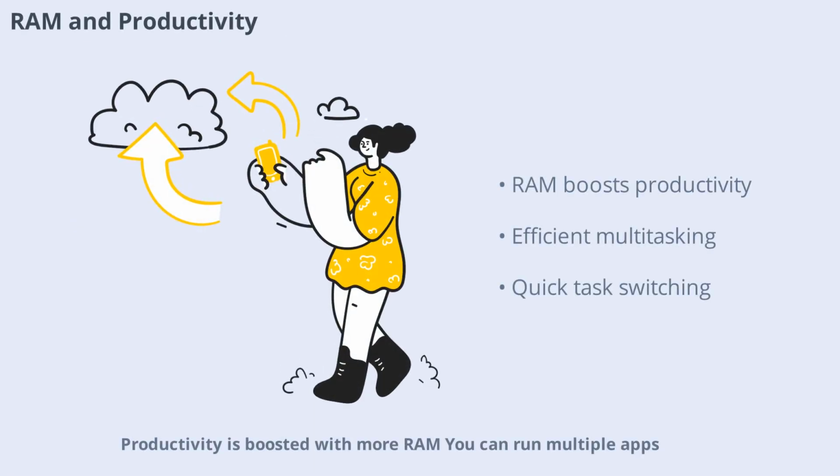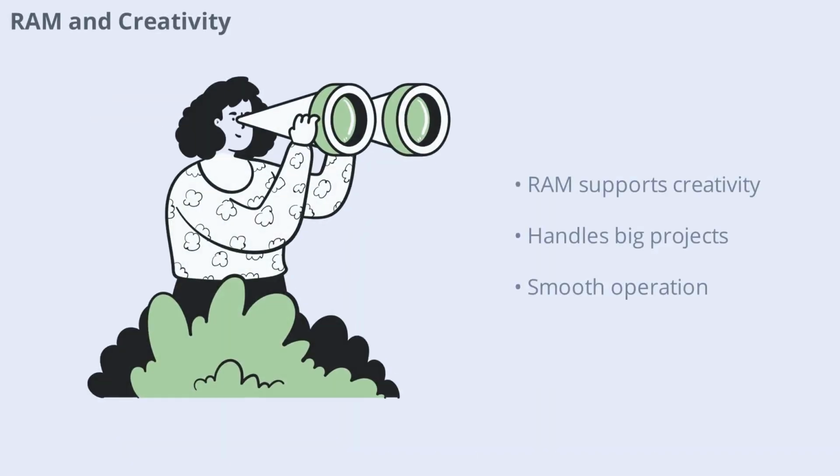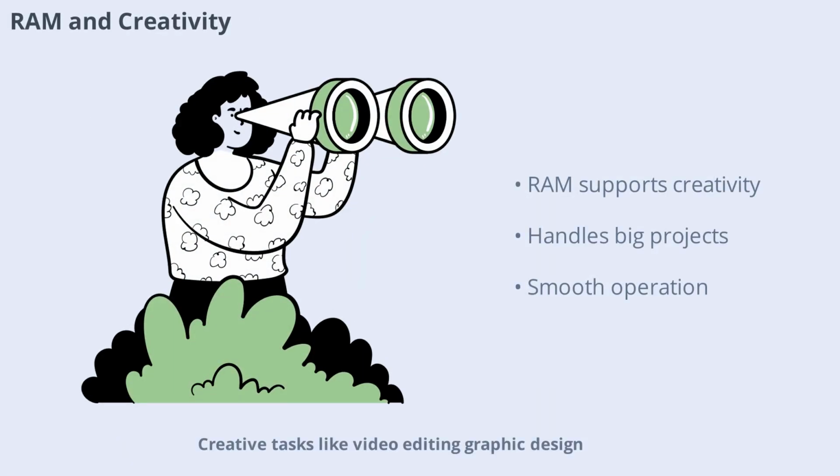Productivity is boosted with more RAM. You can run multiple apps, work on projects, and switch tasks quickly. If you use your device for work or study, having enough RAM is essential for staying productive and efficient. Creative tasks like video editing, graphic design, and music production require lots of RAM. More RAM lets you work on big projects, use demanding software, and keep everything running smoothly. If you're a creator, make sure your device has enough RAM to support your work.